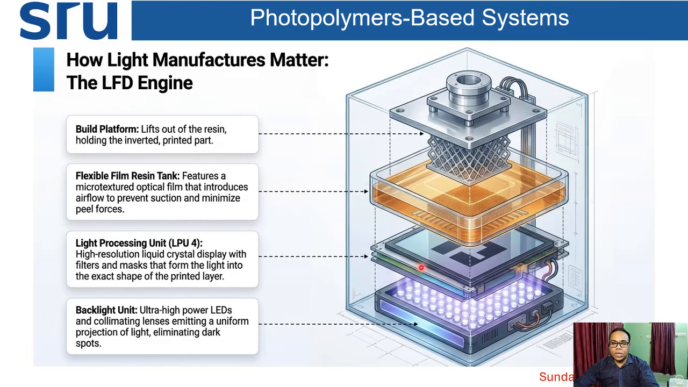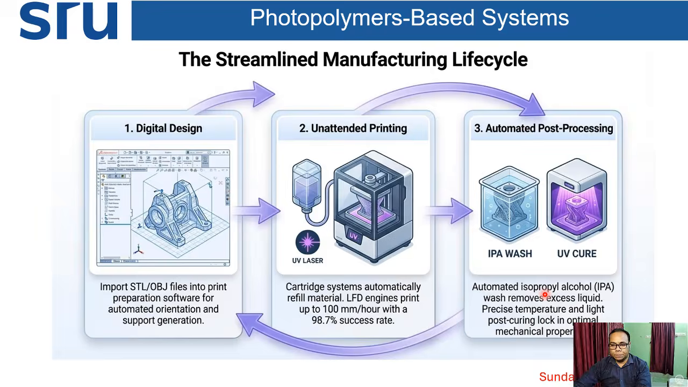Similarly, this is the LPU, the light processing unit. In that unit, the UV laser light will pass, or can be generated, and it will focus on the liquid surface, and then from that light the solidification or photosynthesis process will take place. And the bottom one is the backlight unit, which is nothing but LED lights. From that LED light, a special kind of UV light will be produced.